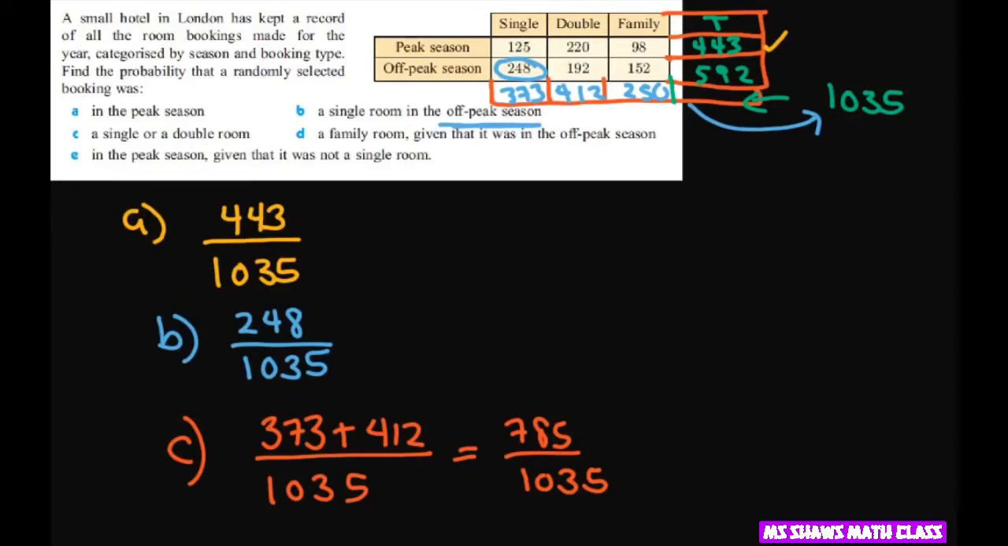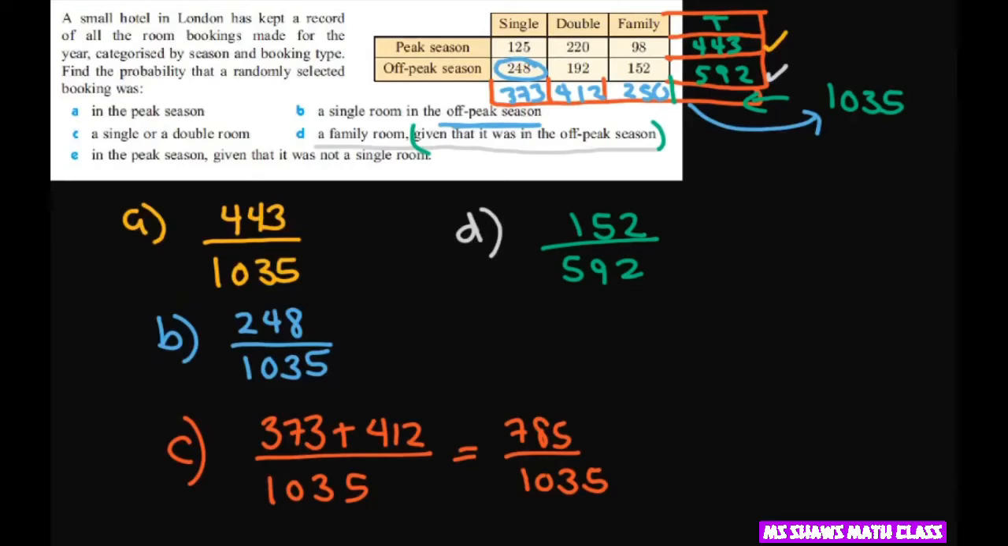All right, let's go to D. A family room, given that it was in the off-peak season. So the off-peak season total is your given. So that's 592. Then you look at that row and look at the family. So the family is going to be 152.